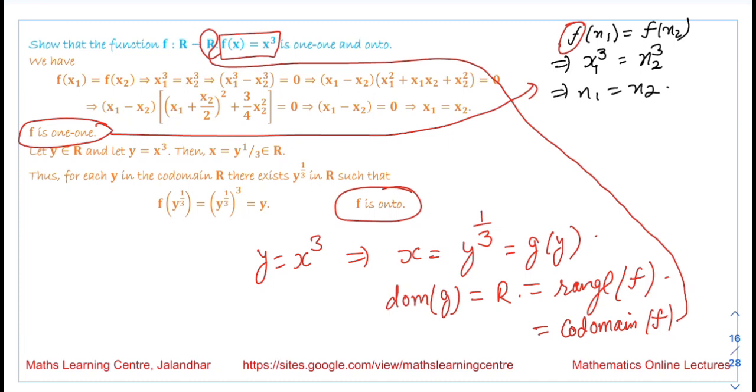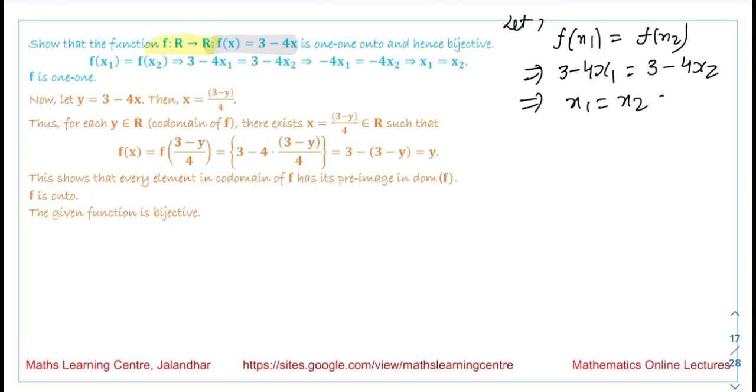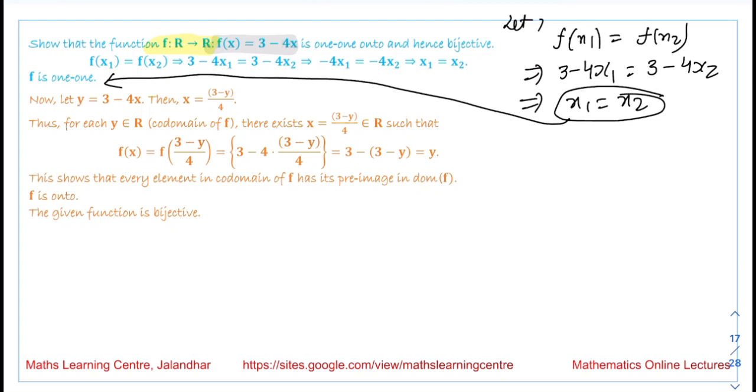Now the next function that is given to us is f defined from R to R, and the definition of the function is f(x) is equal to 3 minus 4x. We have to show that this function is 1-1, onto and hence bijective. So let f of x1 is equal to f of x2. This implies that 3 minus 4x1 is equal to 3 minus 4x2, and this implies x1 is equal to x2. So this gives us that the function f is 1-1.